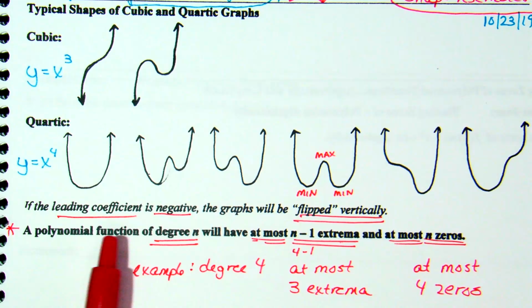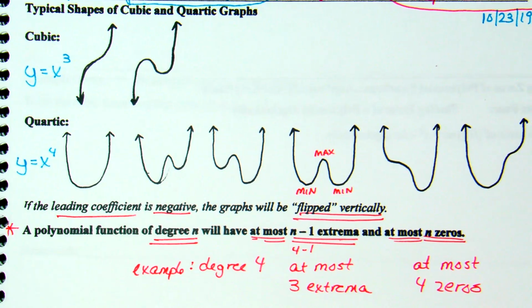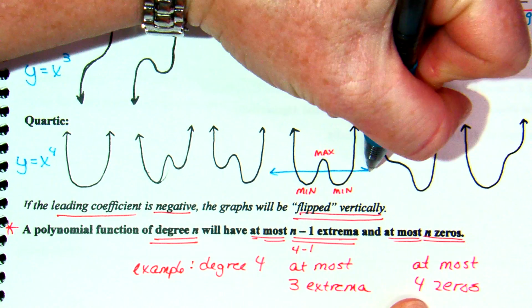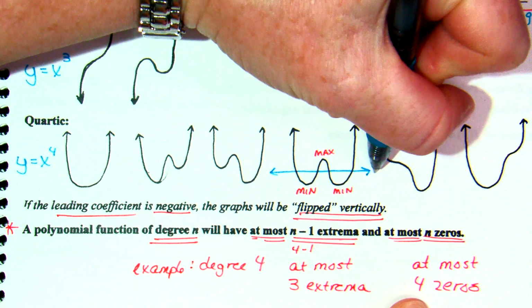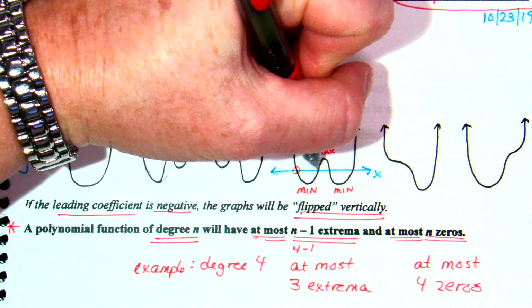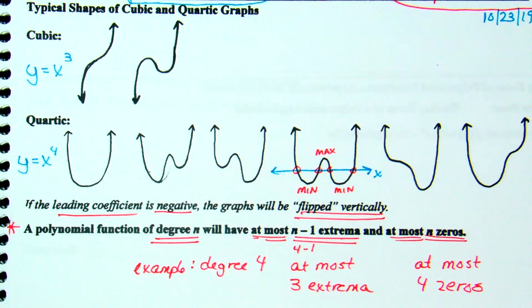What about zeros? At most 4 zeros. Now, it says at most because it all depends on where this graph crosses the x-axis. So, for example, if I draw my x-axis right through here, what do you see in that particular spot? 1, 2, 3, 4 zeros?